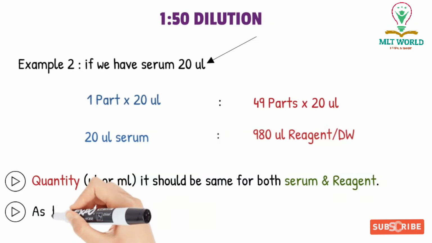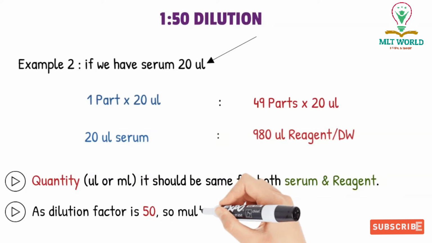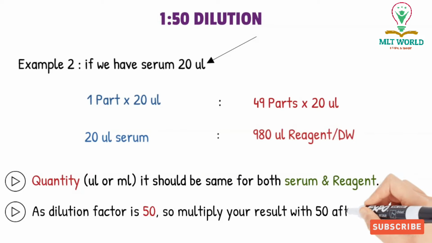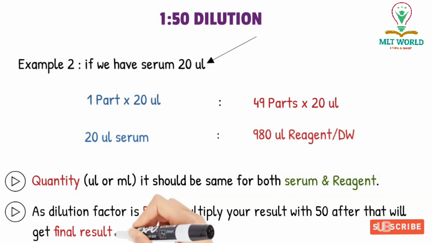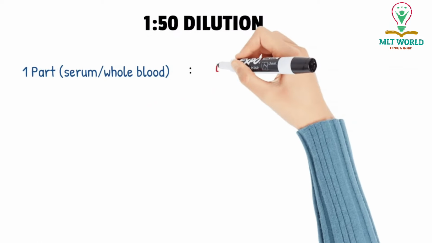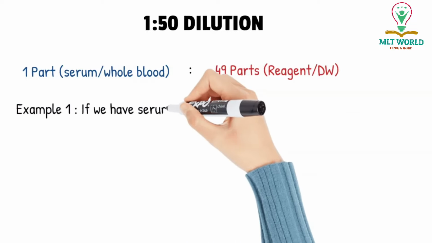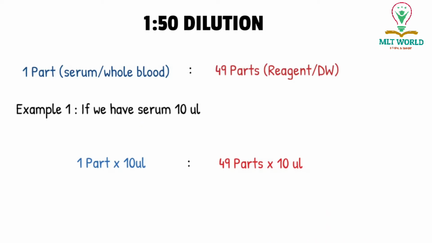And then the second thing is how much serum or sample we will use, 10 microliter, 20 or 30, whatever we use, our final result we will multiply with 50, because 50 is the dilution factor. So our result should be multiplied by 50, then only we will get the final result. So by these examples you understand how to dilute the sample using a 1:50 dilution.